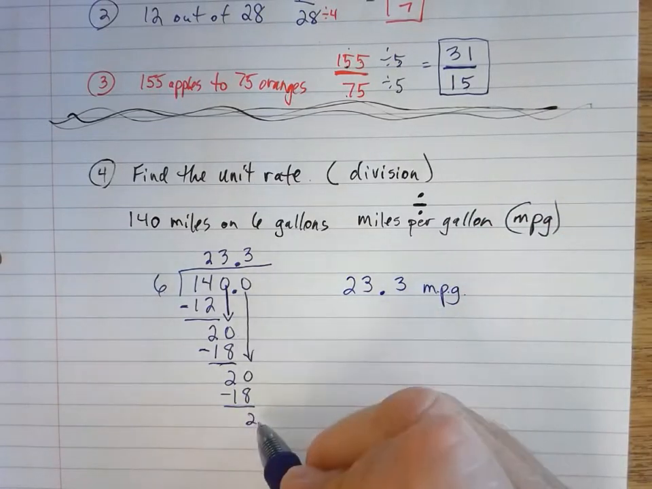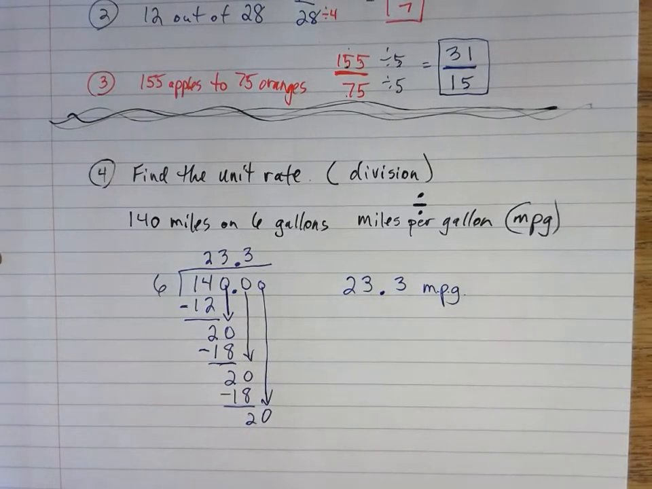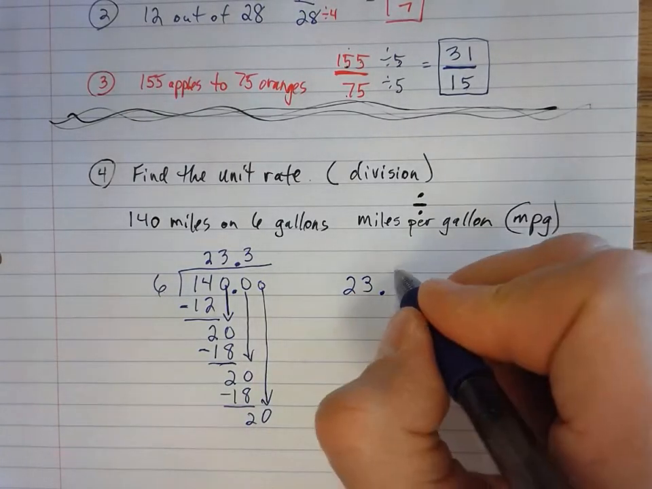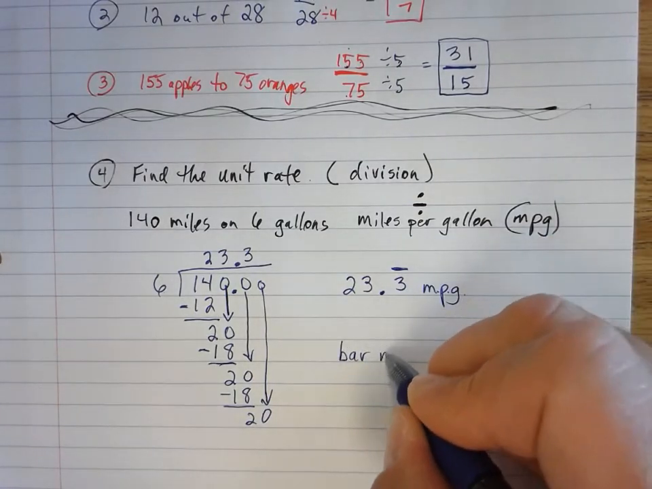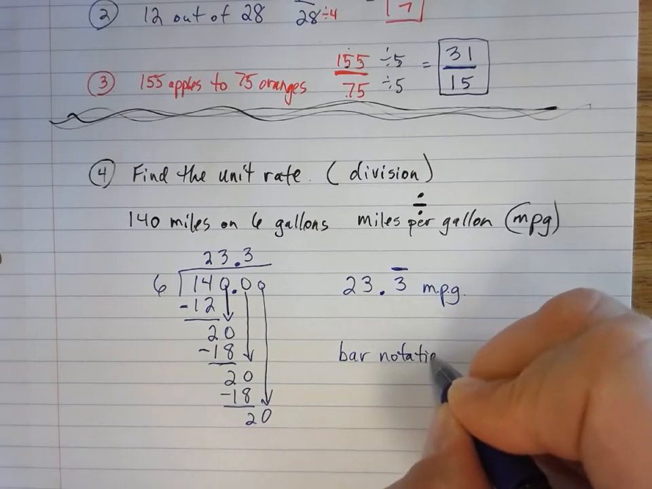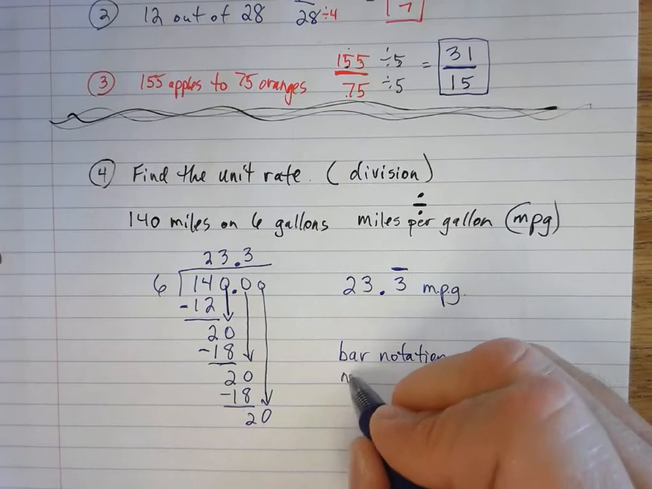Now what happens when this stuff starts repeating over and over again? Anybody remember? That's where you use bar notation. So you want to put the bar over that, okay? So bar notation over the numbers that repeat.